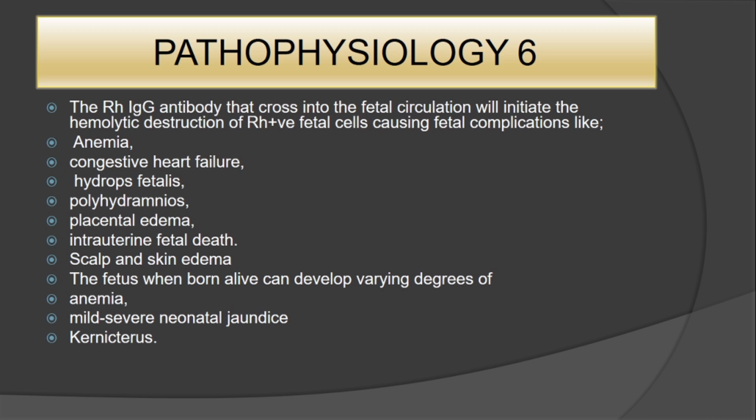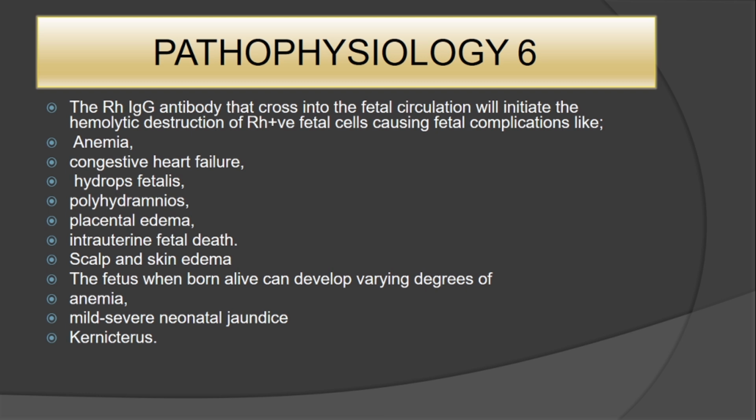Other complications that can occur as a result of this hemolytic destruction of the Rhesus positive fetal cells include polyhydramnios, placental edema, and intrauterine fetal death. Definitely when the anemia becomes pronounced, the fetus may not be able to stand the continuous hypoxia, and the fetus may succumb. Scalp and skin edema. All these can occur intrauterine.